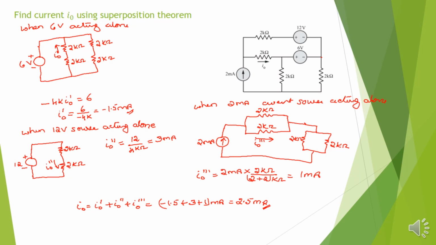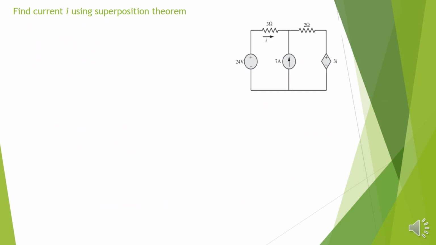Okay, right. Now find the current I using the superposition theorem. Now compared to the previous two problems, there is one dependent source. So do we need to consider this dependent source as a source? No. Because by the definition of the superposition theorem, it applies when there are multiple independent sources, not dependent ones, so we need to retain this as a dependent source only.